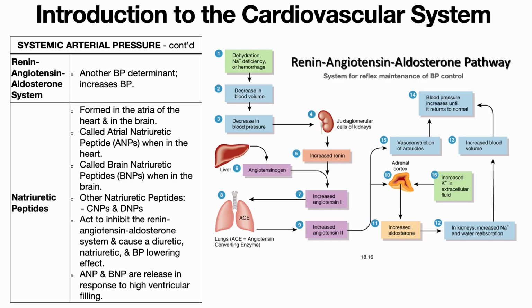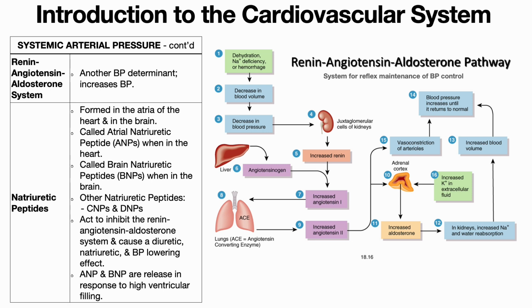The renin-angiotensin-aldosterone system is another BP determinant. It increases BP. Natriuretic peptides are formed in the atria of the heart and in the brain. It's called atrial natriuretic peptides when it's in the heart, and it's called brain natriuretic peptides when it is in the brain. We also have other natriuretic peptides, which are the CNPs and the DNPs.